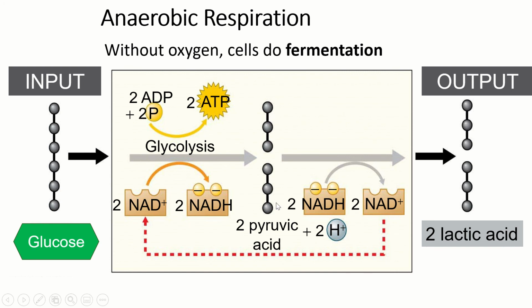If the pyruvates can't enter the mitochondria because the citric acid cycle and the electron transport chain are backed up, then it stays in the cytoplasm, and we have another set of reactions that use up the protons and the electrons in the NADH, and we create lactic acid.